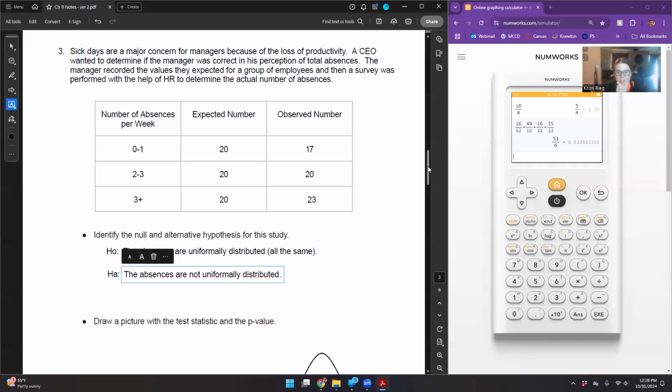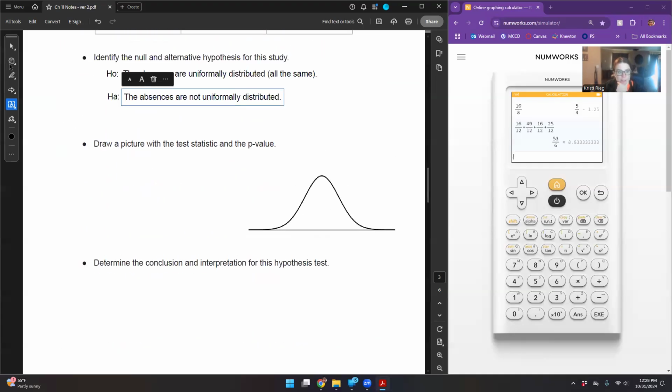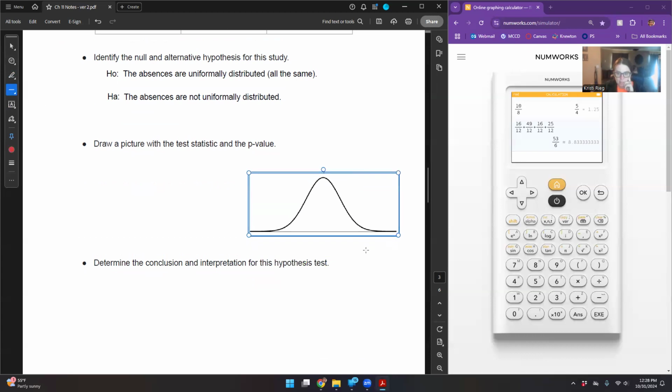Now with these chi-squared goodness of fit tests, they are all right-tailed. So I am going to draw, where's my line? This is why you don't have to worry about greater than or less than, because they are all right-tailed. I don't know why this PDF hates me. Okay, stay. Perfect. Voila. So now we want to draw the test statistic and the p-value.